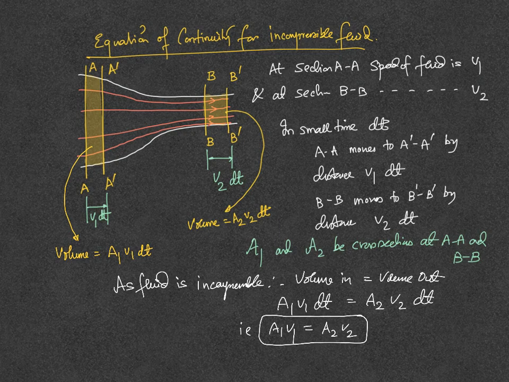So the equation of continuity is a way of writing conservation of mass. For an incompressible fluid, it is conservation of volume because the density remains constant in this case. By the way, you should know that A into V, cross section into speed, is the volume flow rate. Volume flow rate of liquid through a pipe is given by A into V.